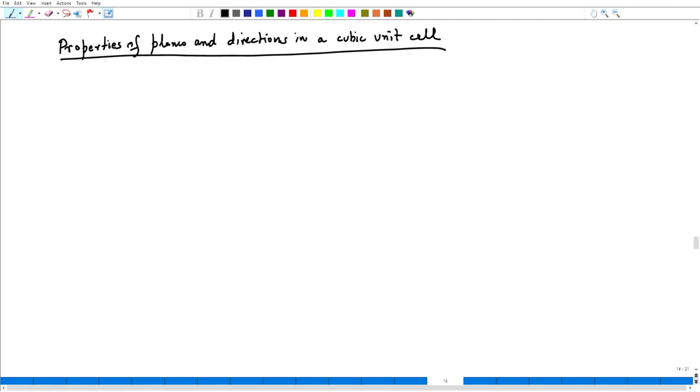So, one of the first things I want to see is, if I have a plane HKL, what would be its Miller index? What would be the vector which is normal to this plane HKL? So, let us first draw such a plane. Let us say I have this plane HKL.